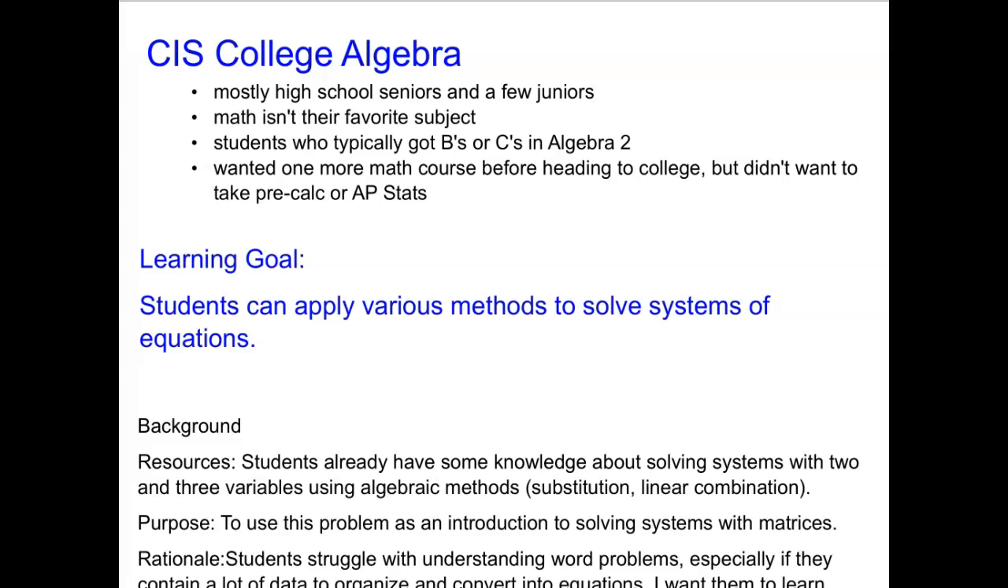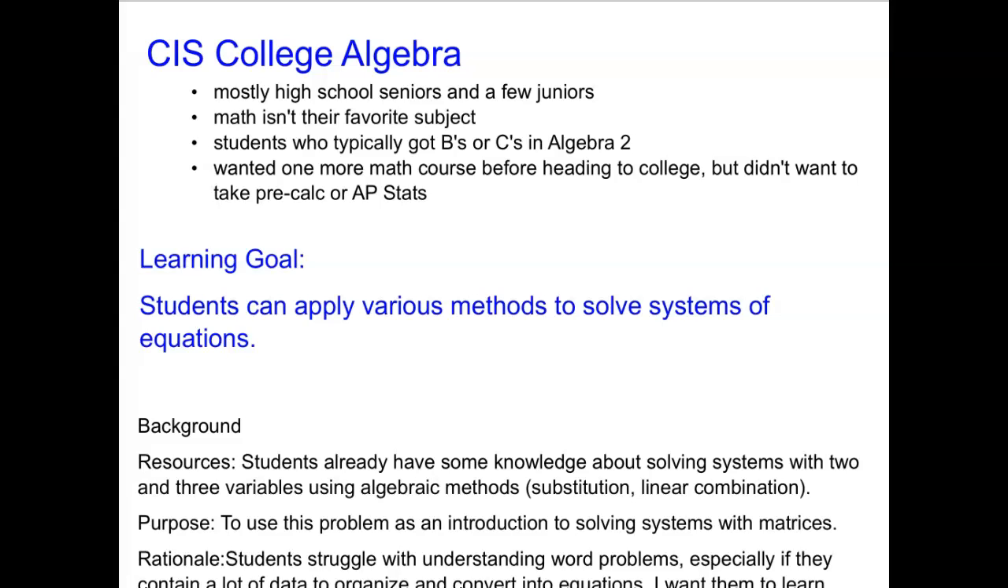They don't feel they're very strong in math, but either they wanted one more course before heading to college or the college was requiring a fourth year, and they really didn't feel they were able to take pre-calc or AP stats. I chose this course because typically students struggle with word problems. They have such a low opinion of their own abilities, and I think they are in desperate need of some problem-solving strategies and learning ways that they can make decisions when they leave high school.